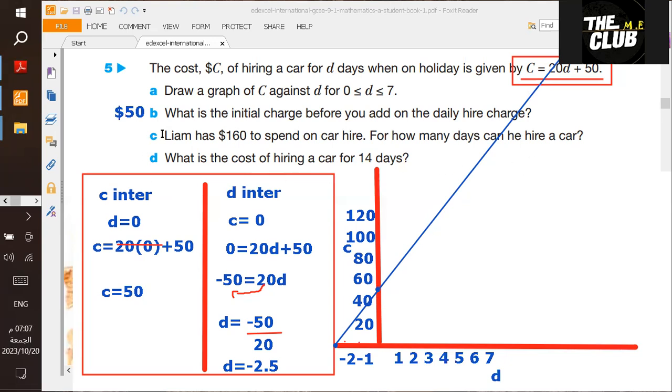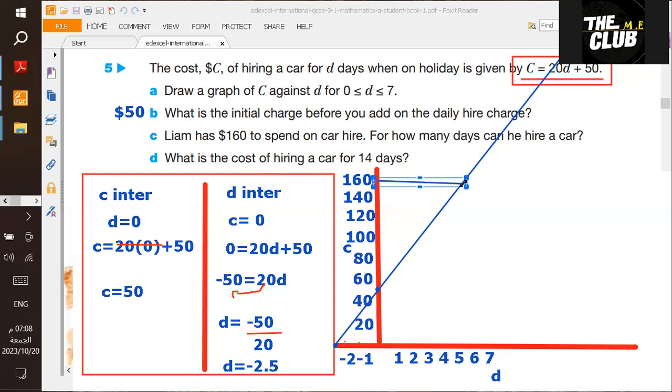Okay? Good. C. Liam has $160 to spend on her car. For how many days can she hire a car? Let's check. 120, then 140. I have to do it until 160. It's going to be an approximate number because I don't have boxes here, but you understand the idea. So you're going to make a line from 160. You go this way until this line stops you.